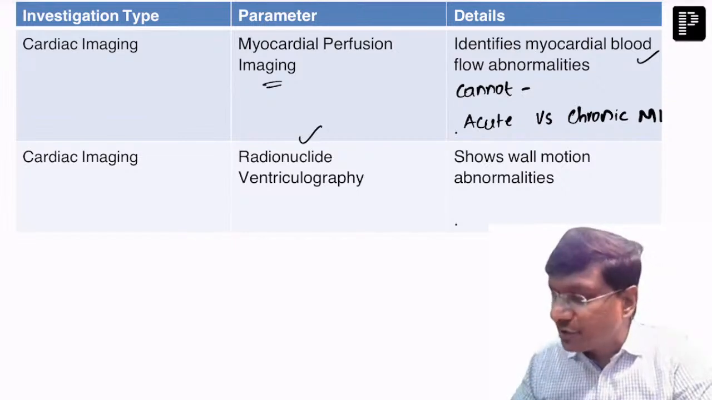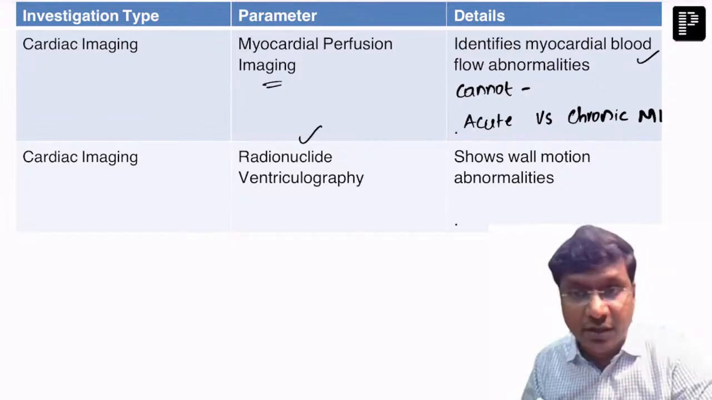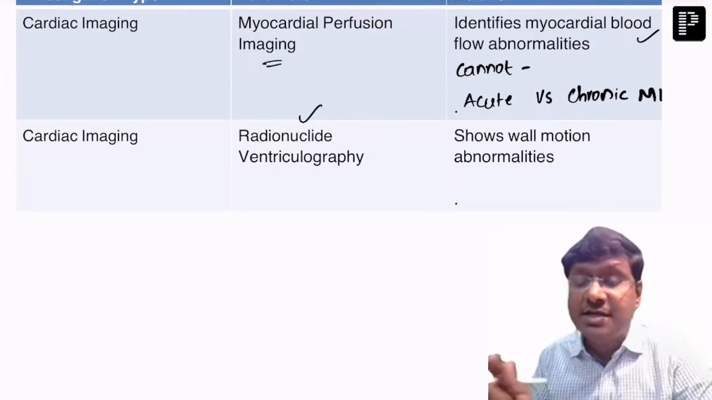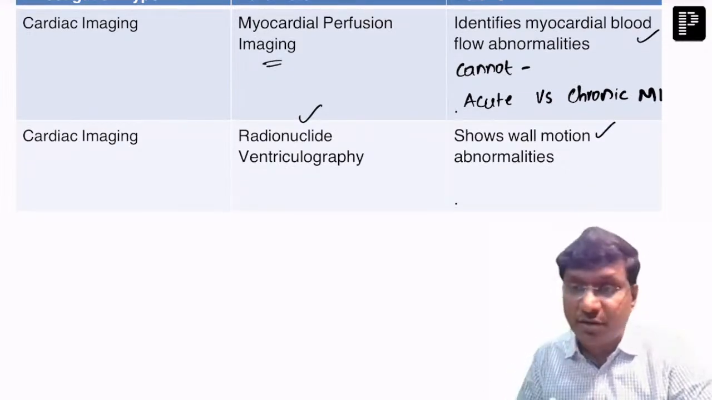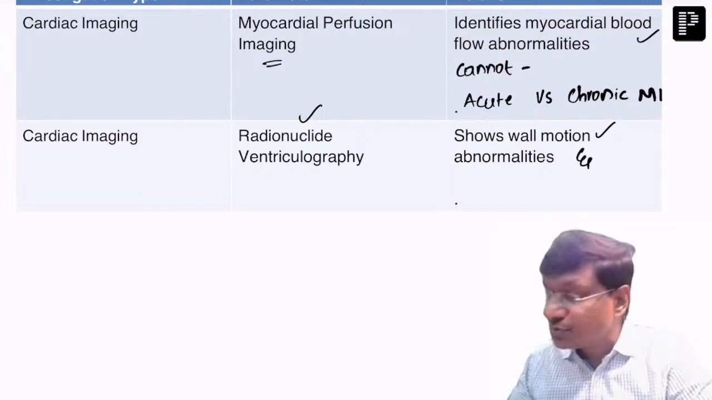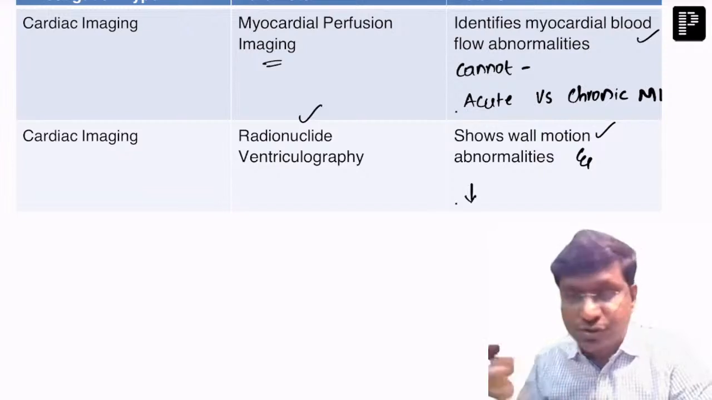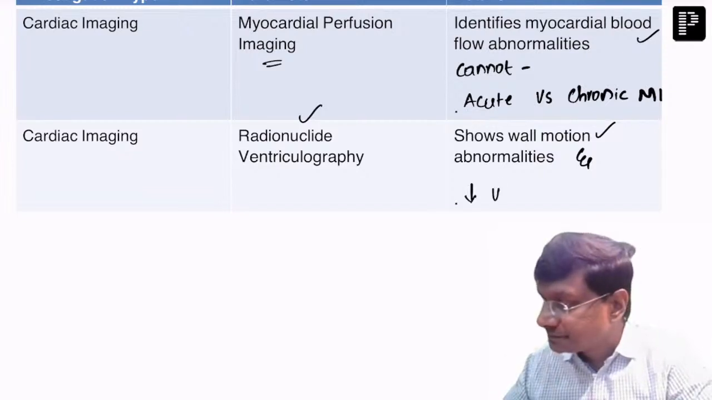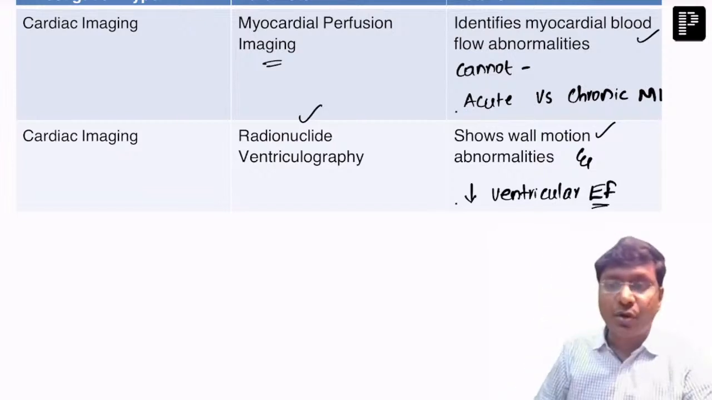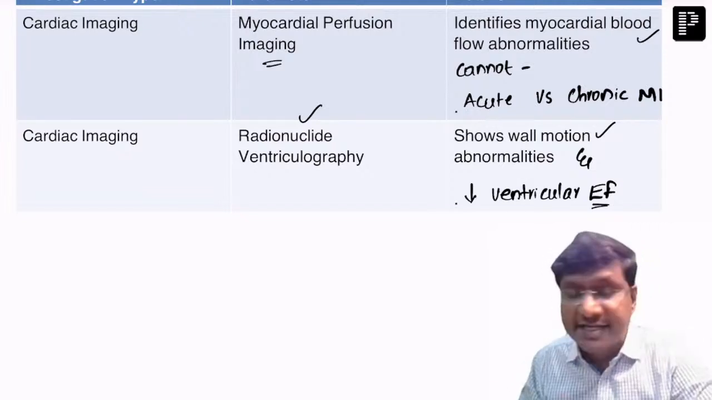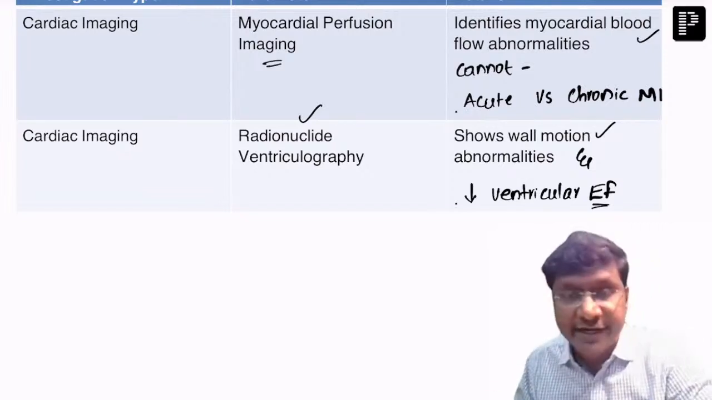The next important cardiac imaging is radionuclide ventriculography. What is the importance of this radionuclide ventriculography? This will show the wall motion abnormality, and this will also be able to detect the ejection fraction. Right, this will also show if there is any reduced ventricular ejection fraction. That is the importance of the radionuclide ventriculography.